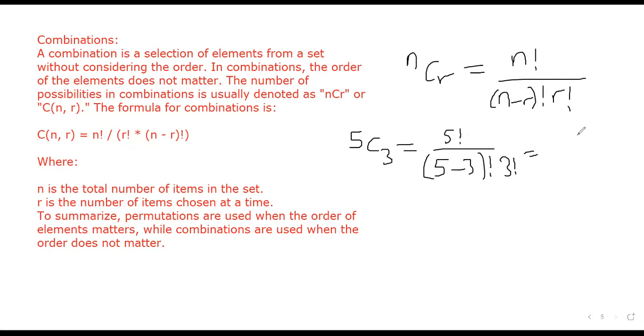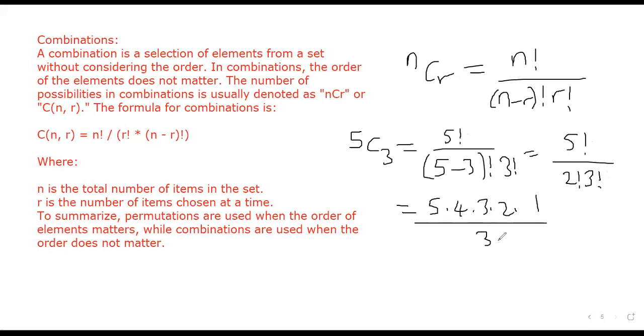So here we're going to have 5 factorial over 2 factorial times 3 factorial. And then you break this down. 5 factorial is 5 times 4 times 3 times 2 times 1. 3 factorial is 3 times 2 times 1. 2 factorial is 2 times 1. So these ones are the same, they'll cancel. 2 times 1 is 2. So 4 over 2 is 2, and 5 times 2 gives us 10. So 5 combination 3 will ultimately give us 10.